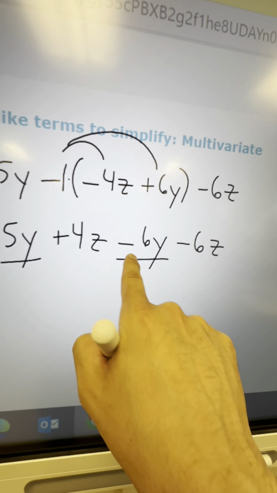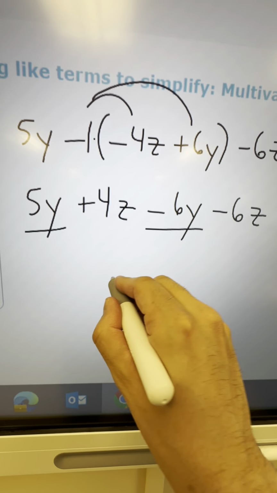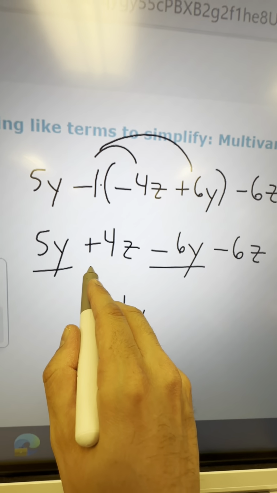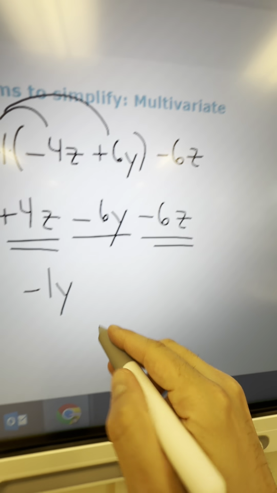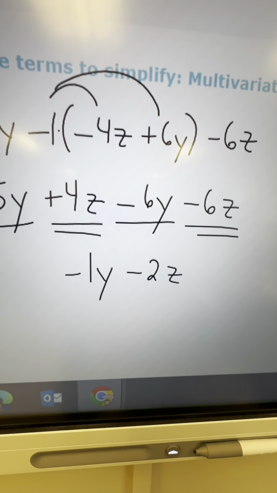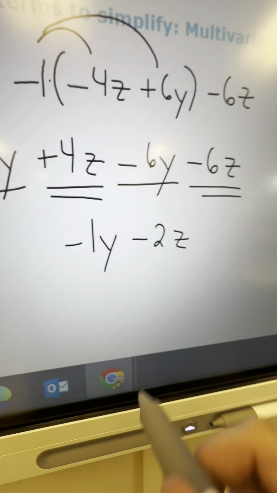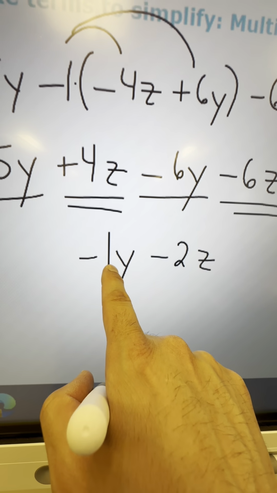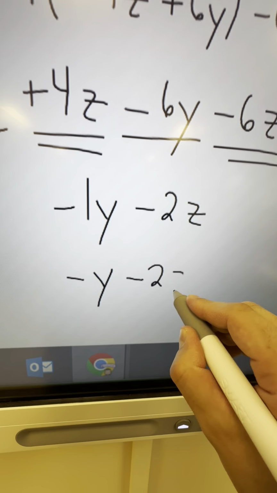So 5y minus, so always look at the signs, 5y minus 6y is negative 1y. And then I have the 4z, a positive 4z, minus 6z. So 4 minus 6 is negative 2z. Notice these are not like terms, so once you get to this part, you're all set. But another thing to keep in mind is if one of your coefficients is a 1, we don't have to put it. We could just leave it as negative y minus 2z.